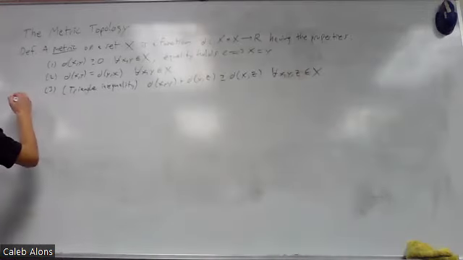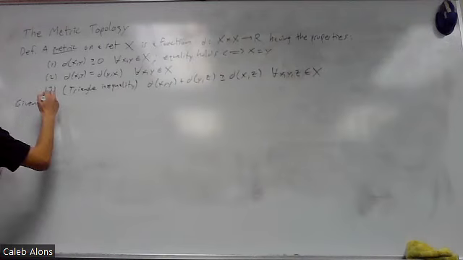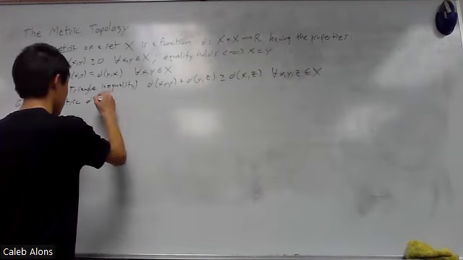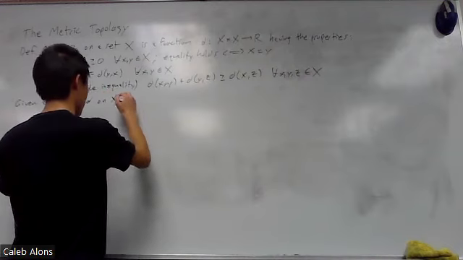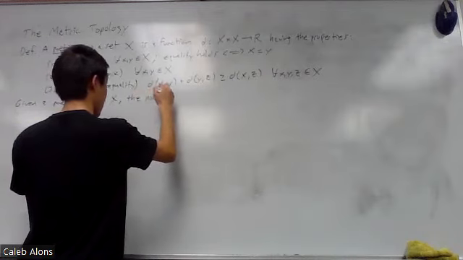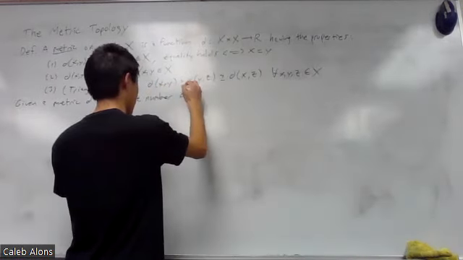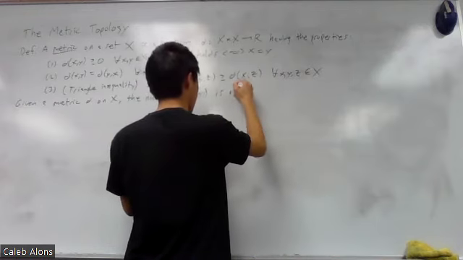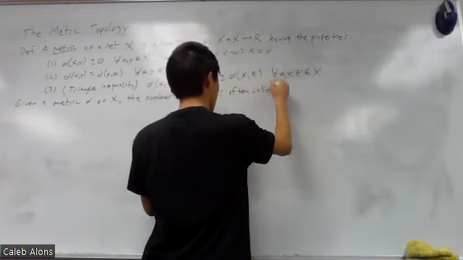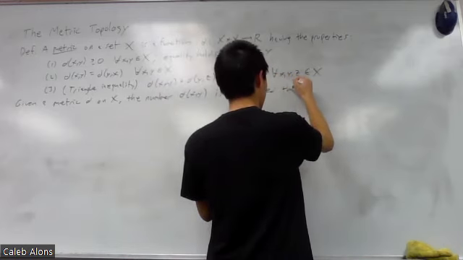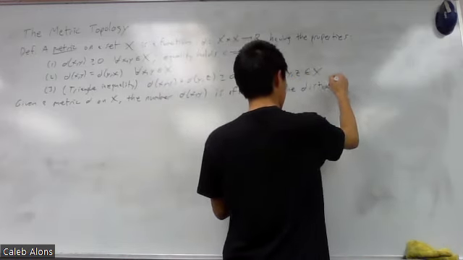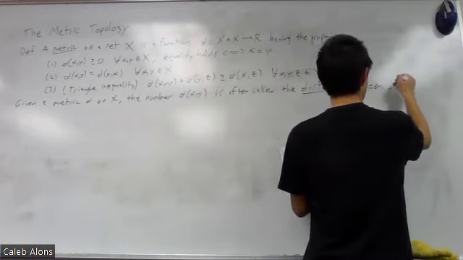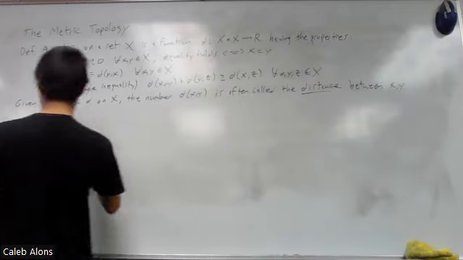Okay, so then given a metric d on X, the number d(x,y) is often called just the distance between x and y in the metric d.